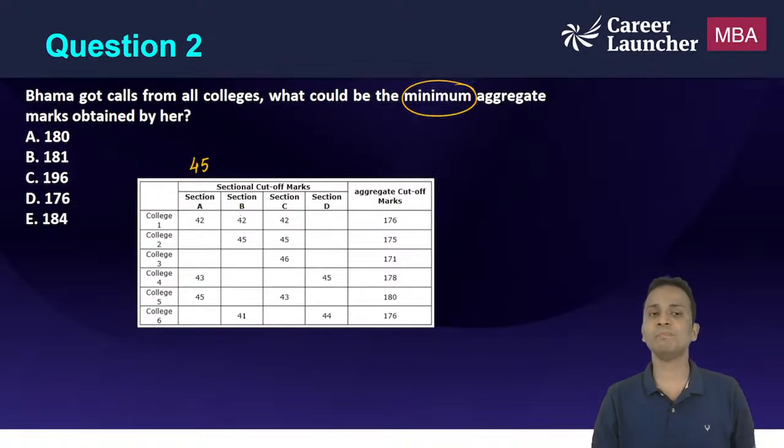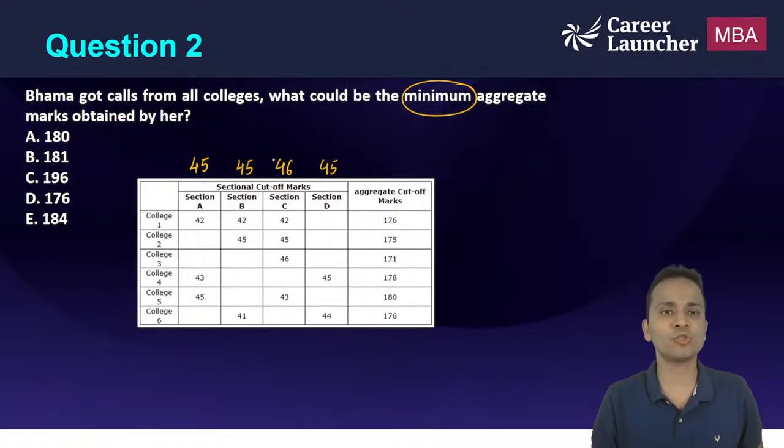Okay. Section B. Similarly, I should score a minimum of 45, college 1, college 2 and college 6. Section C, I have to score 46. Similarly, in section D, I'll have to score 45. Okay, then only I'll be able to get calls from all the colleges.